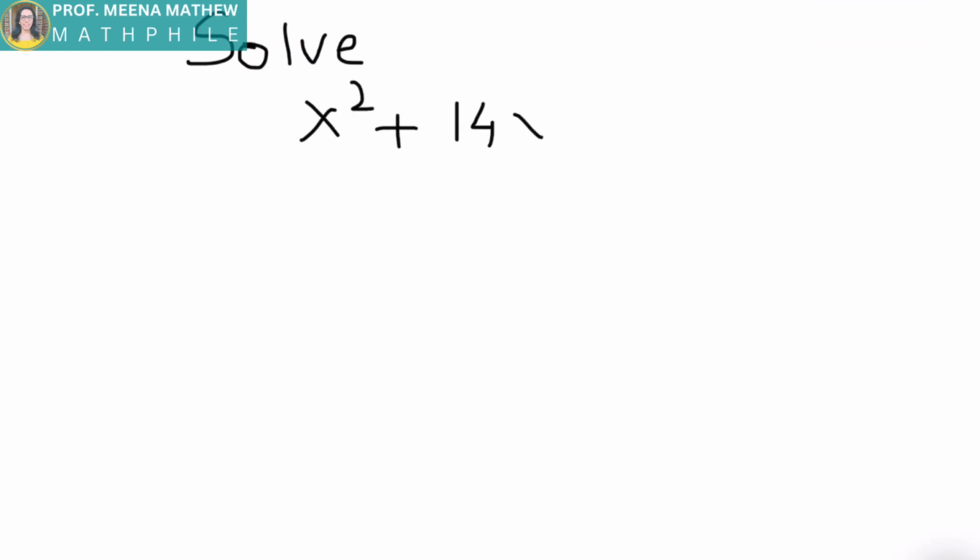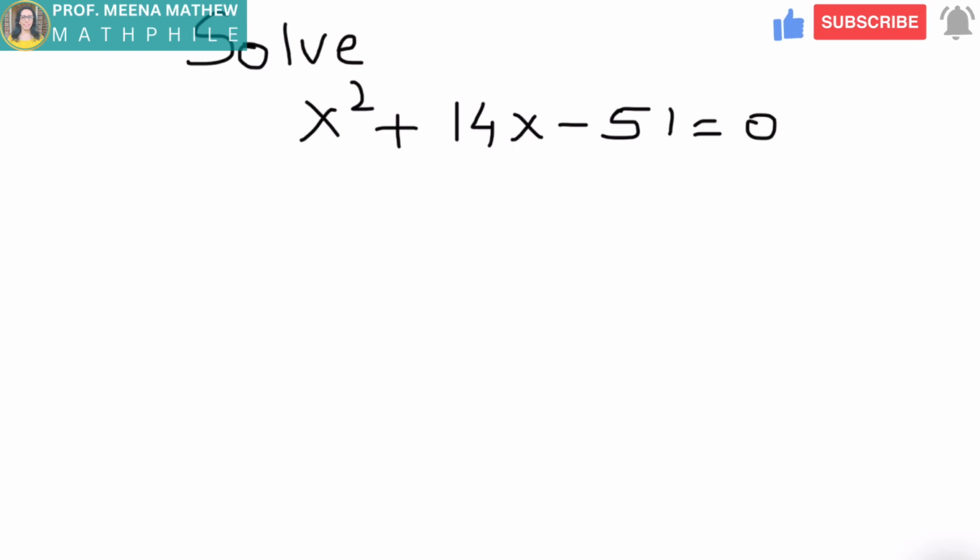Solve x square plus 14x minus 51 equals 0. Here, this is a quadratic equation of the form ax square plus bx plus c equals 0, where a equals 1, b equals 14, c equals negative 51.